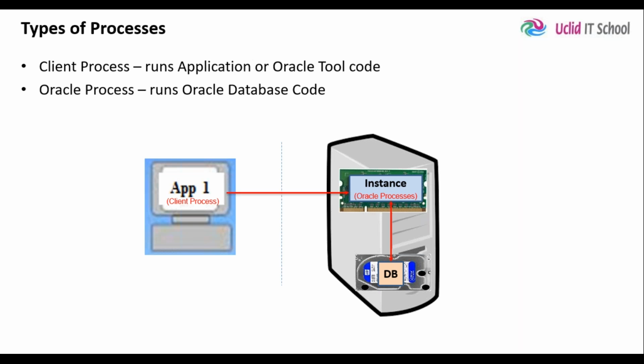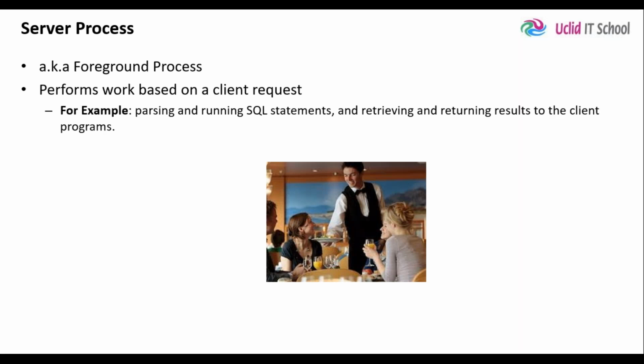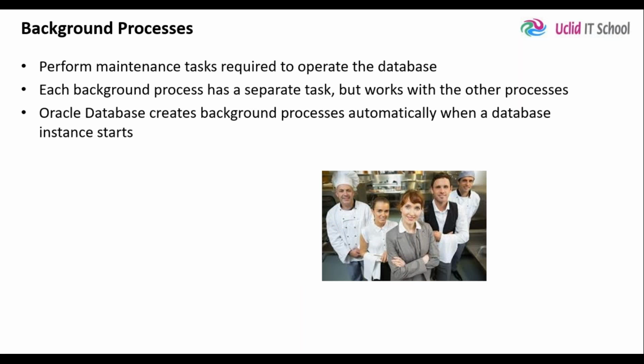And Oracle database has two types of processes. Client process runs on the client system and executes the application code or tool code. Oracle processes run on the database server. Oracle processes include a server process and a background process. Server process is started whenever a connection is made to the database and handles all the requests from the client. Background processes work in the background and work together to complete the task.